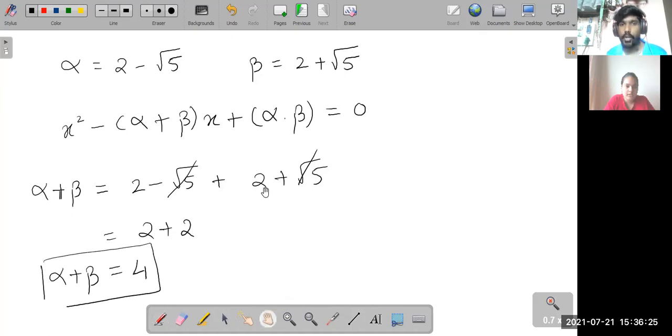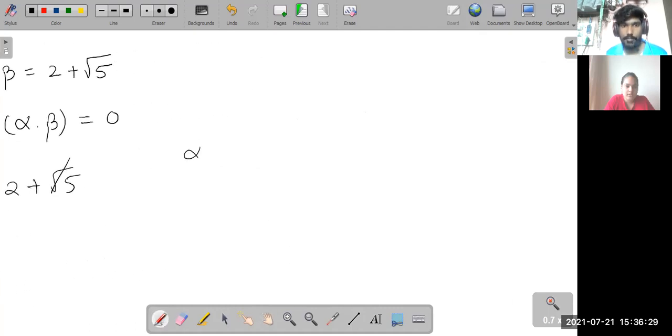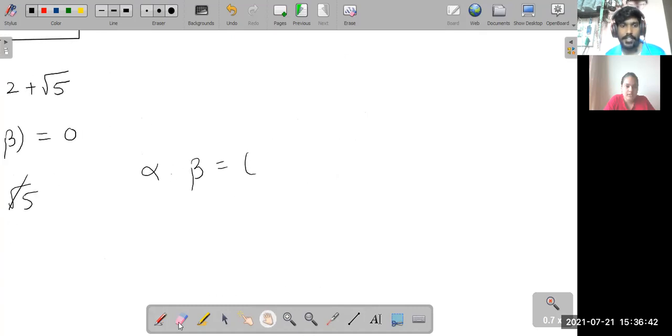Now we'll find out the product, alpha into beta. After you find both, then you'll put it in the formula. So alpha into beta will be a little bit lengthy. It is 2 minus root 5 into 2 plus root 5.